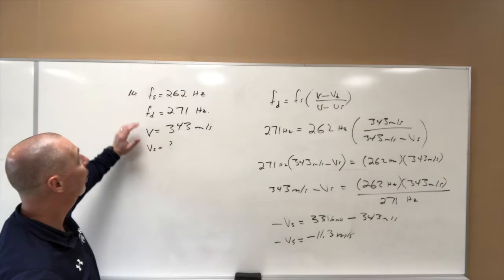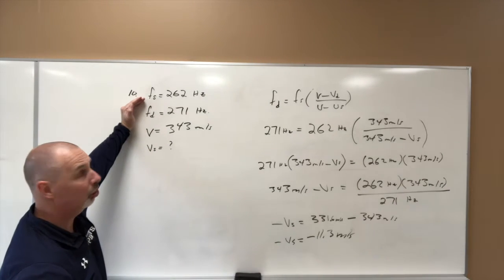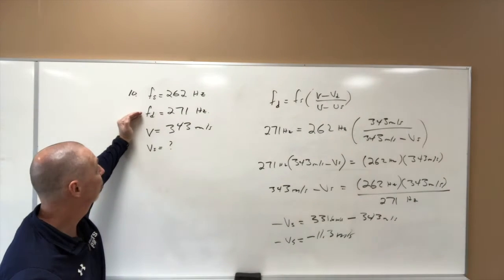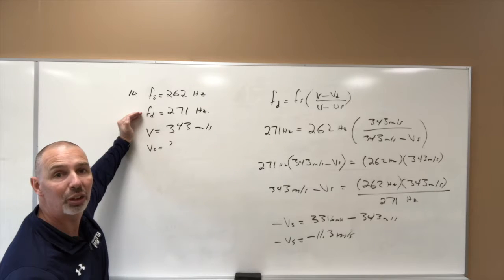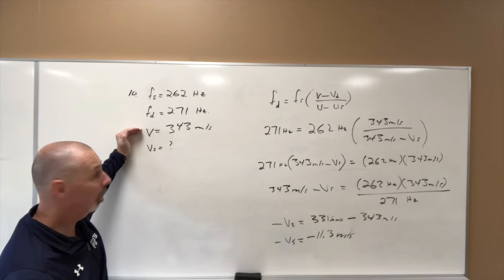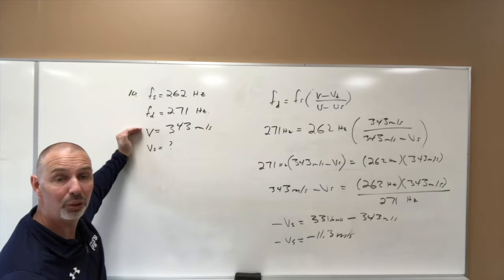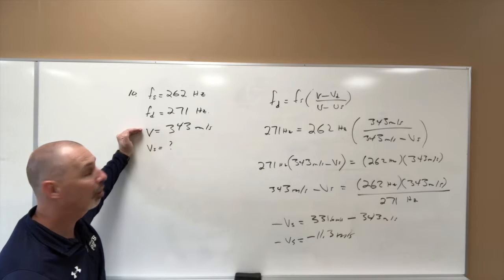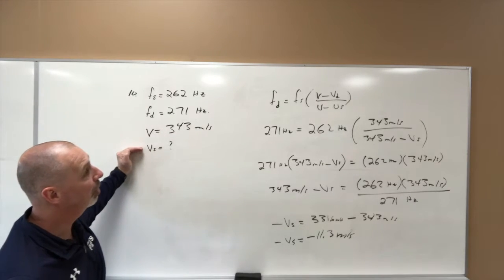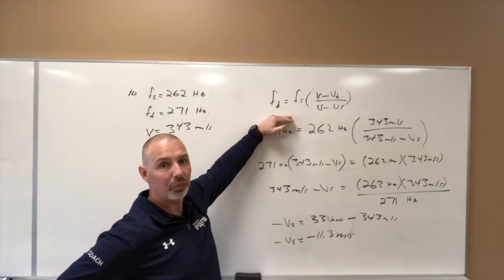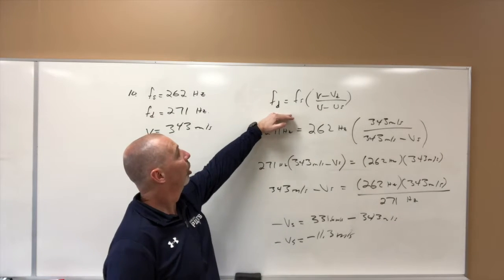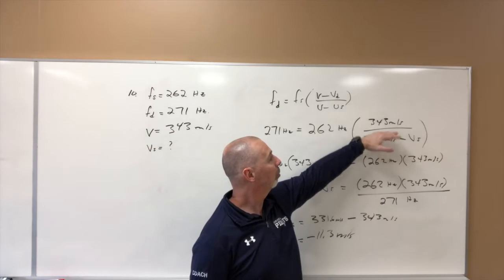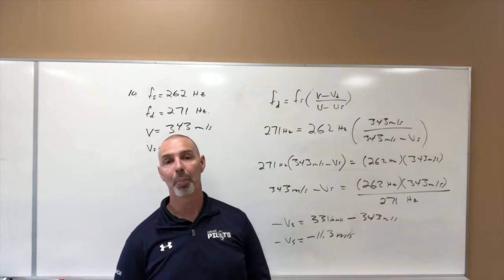So the first thing I do is I recognize, what am I given? I'm given the frequency of the sound, so Fs, 262 hertz. I'm given the frequency that I want to detect, so the frequency detector is 271 hertz. The velocity of sound, which is just V in our formula. Remember, don't confuse that with Vs. Vs stands for velocity source. So the speed of sound, 343 meters per second. We want to find Vs. Here's our formula, of course, that we talked about yesterday. So plugging into our formula, we're going to get 271 equals 262 times 343 over 343 minus Vs.